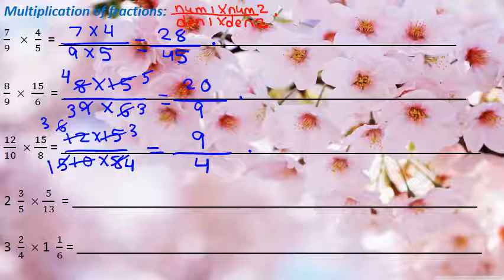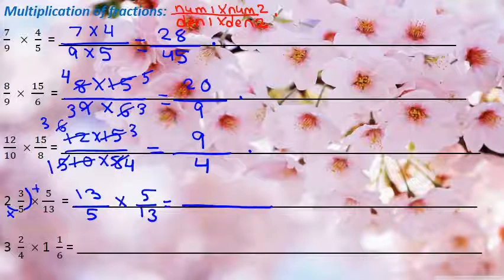Now 2 and 3 over 5 is a mixed number. We should change it into a fraction. We multiply the number by the denominator and we add the numerator. 2 times 5 is 10 plus 3, it's 13 over 5 times 5 over 13.